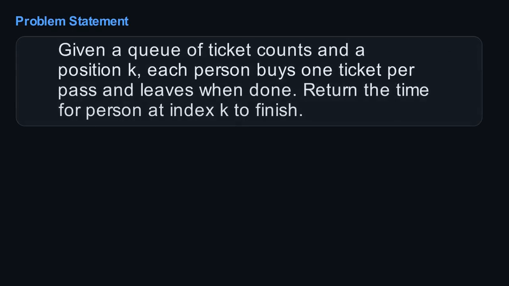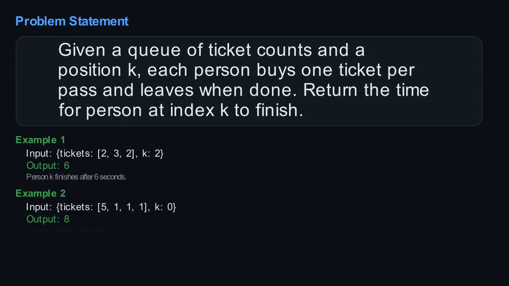We're given an array called tickets, where each element represents the number of tickets a person needs. We're also given an index k, identifying our target person. Everyone buys one ticket, then goes to the end of the line if they need more. This repeats until our target person at index k has bought all their tickets. We need to return the total time elapsed.